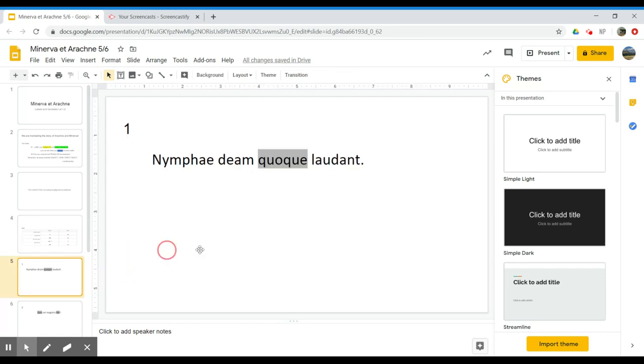Let's do one for an example. This sentence says, Nymphae deam quoque laudant. As I look at it, I see that the word quoque is highlighted in gray. That's something I've gone ahead and done for you to make sure that you know you don't have to do anything with those words. They need to be represented in your translation, but they do not need to be highlighted, okay?